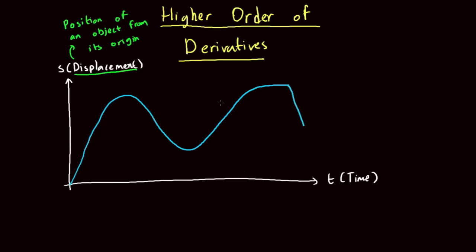Just pretend this is an example. This displacement versus time graph, we can write as s equals a function of time. That means the object's position is a function of time.